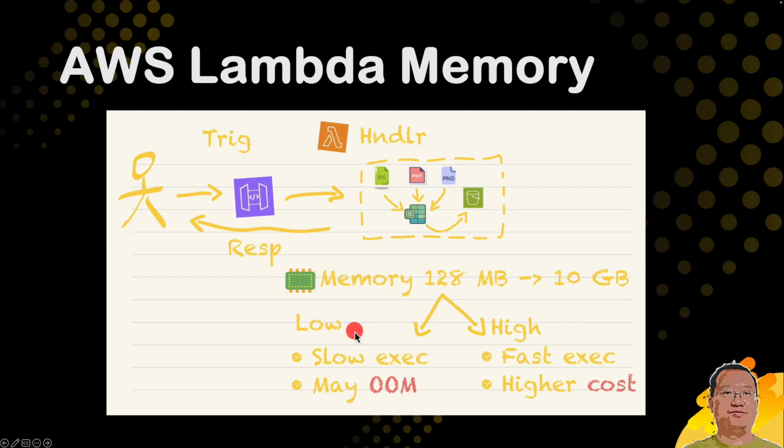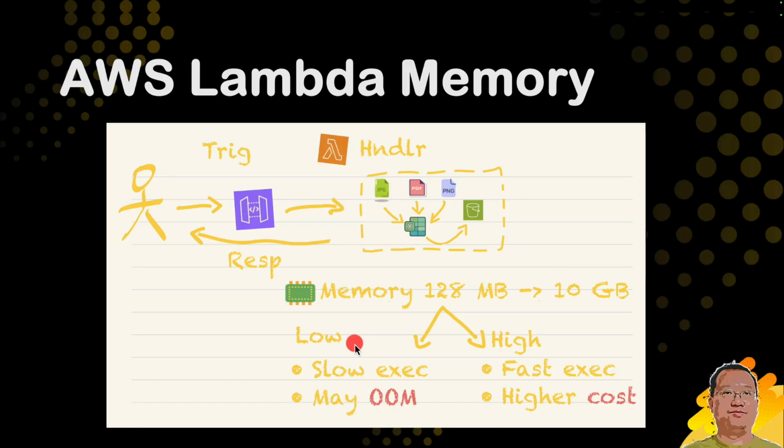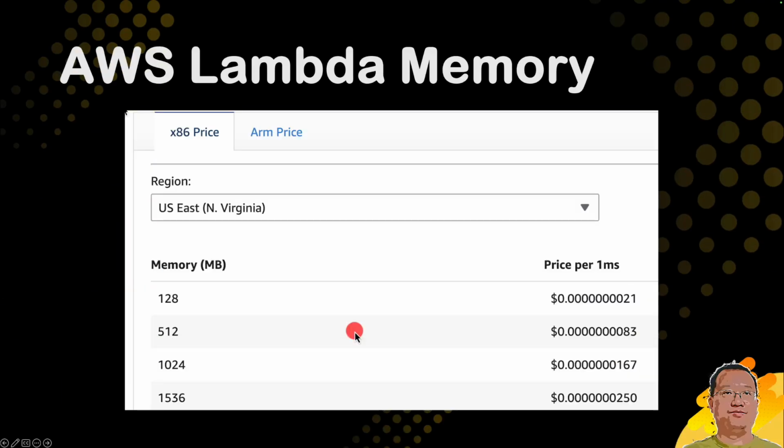In my project, running large image files needed more memory, so it could finish quickly and not crash. Yes, it costs more money, but sometimes the function finishes so much faster that it costs the same or even less. Let's go to the next slide and see how memory size changes cost and speed.